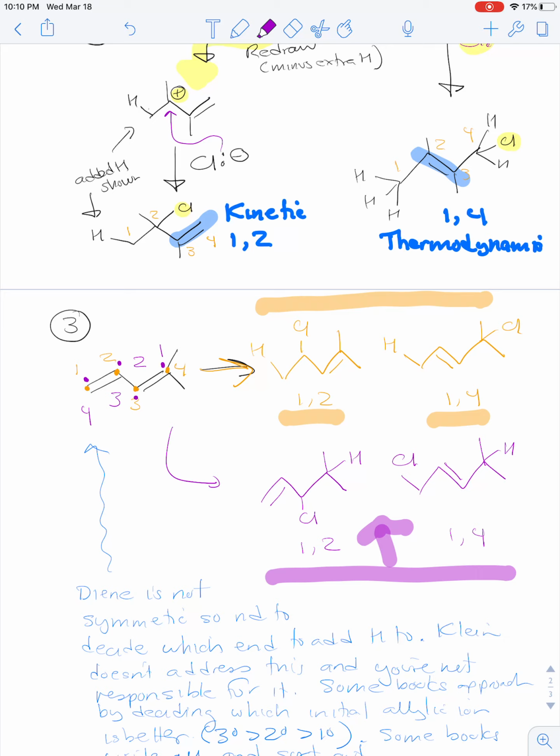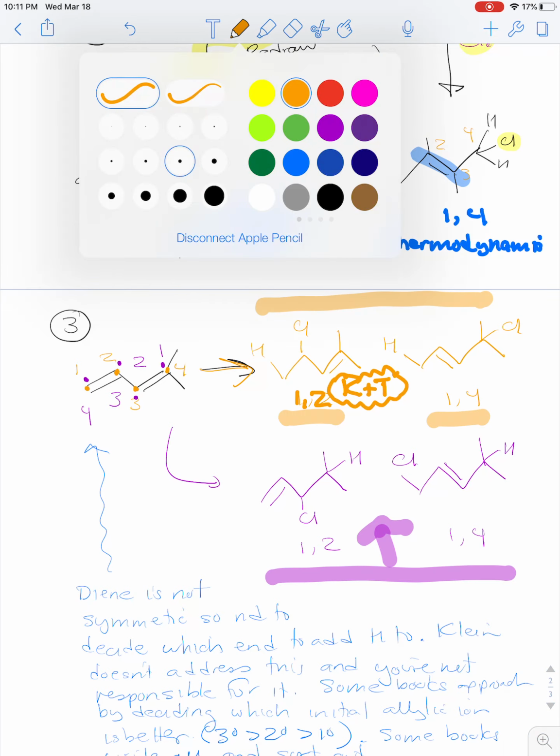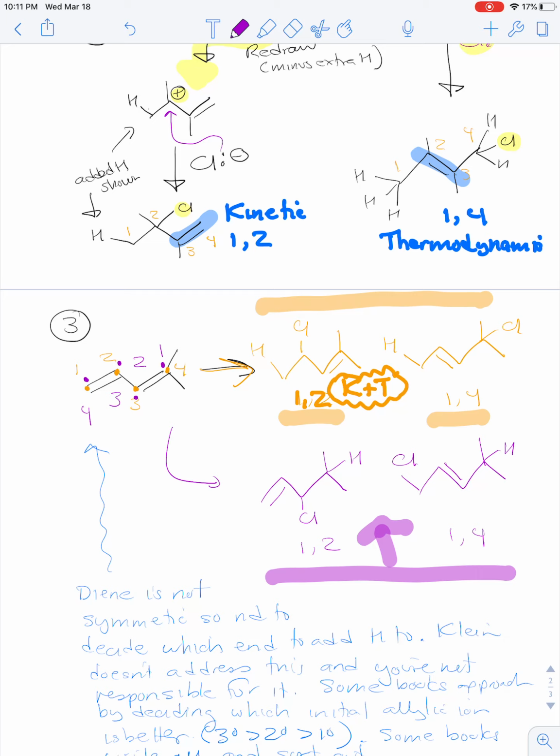If you look at the 2 orange products, you can see that the 1,2 product is both the kinetic and the thermodynamic product, because the double bond is more stable, whereas with the purple set of products, you would have a scenario where the kinetic product would be the 1,2 product as always, and then the thermodynamic product would be the 1,4 product.